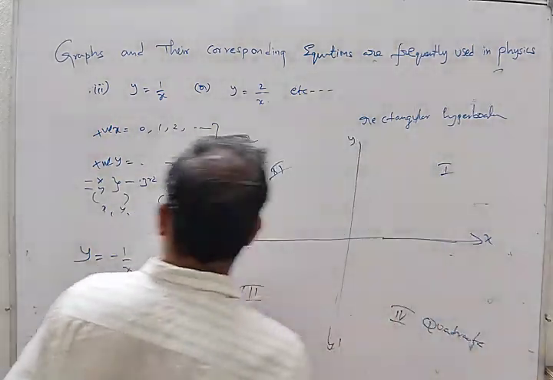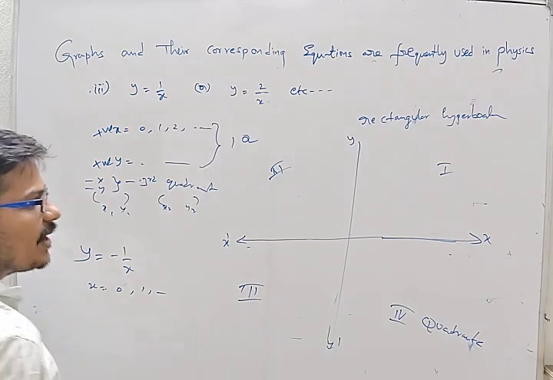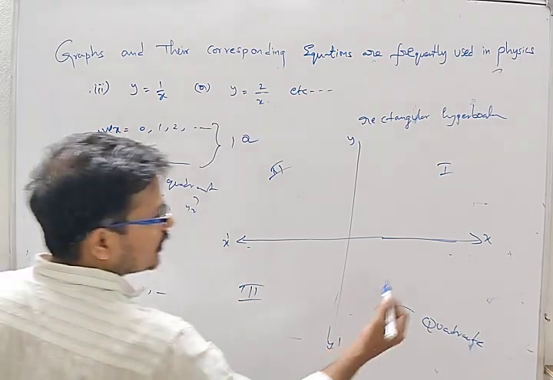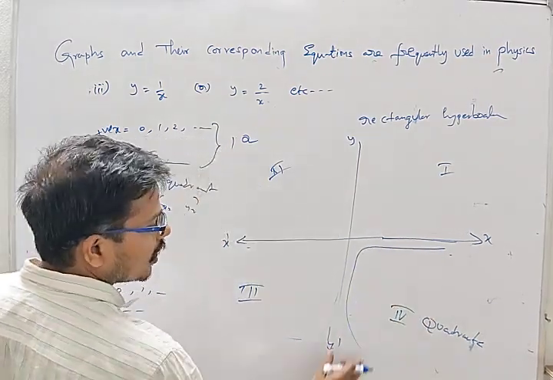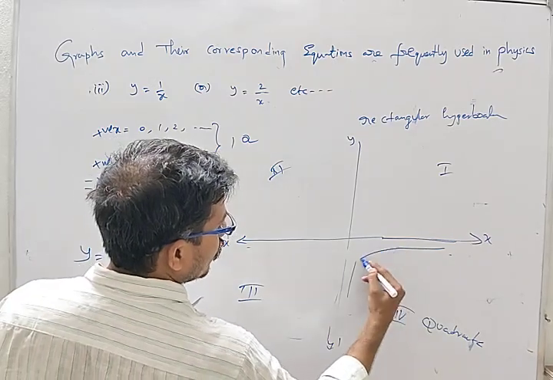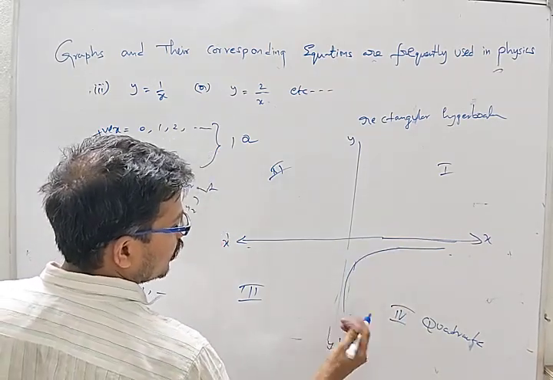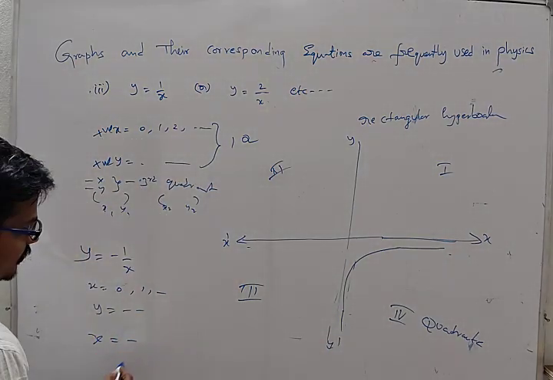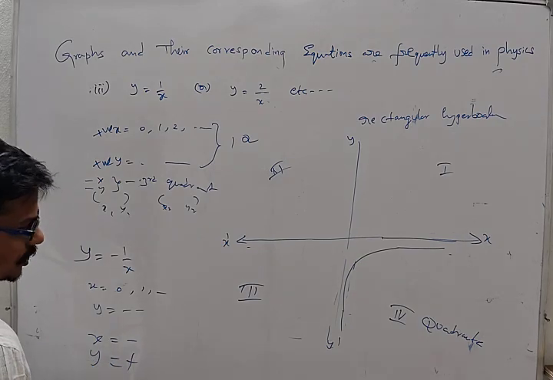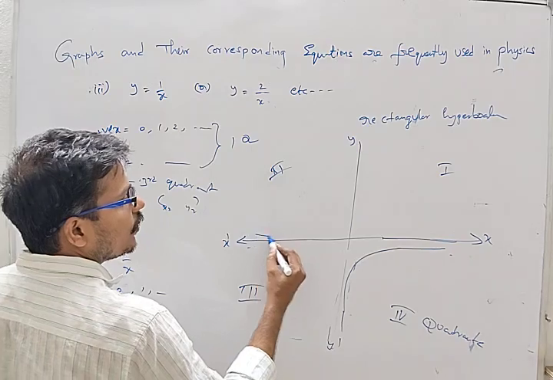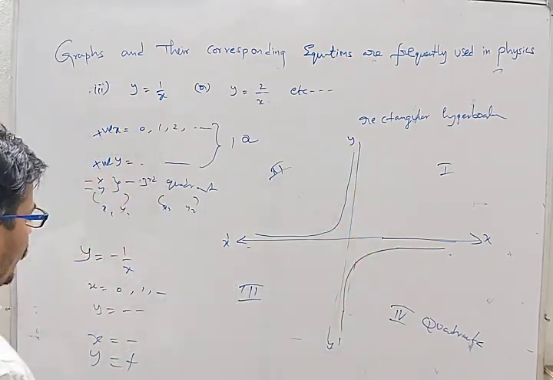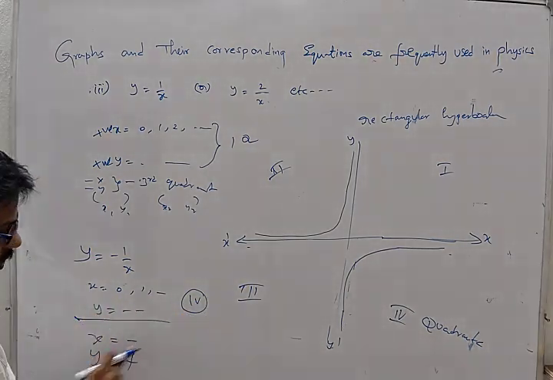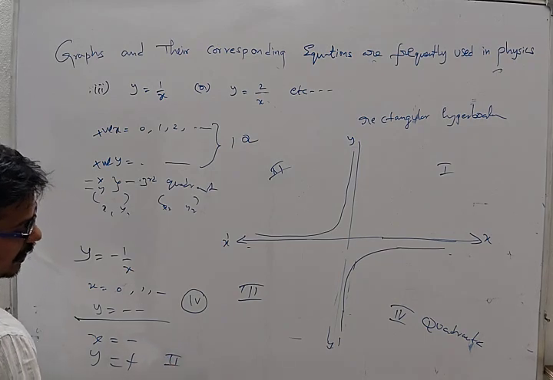Now for the graph of y equals minus 1 by x: if you take x as positive values, y should be negative. So in that case, the graph should be like this. After a particular point, it is like this. Now, if you consider x value as negative, y should be positive. So for that, x negative and y positive, the graph is like this. For this case, the values will be in the fourth quadrant, and the graph here is in the second quadrant.